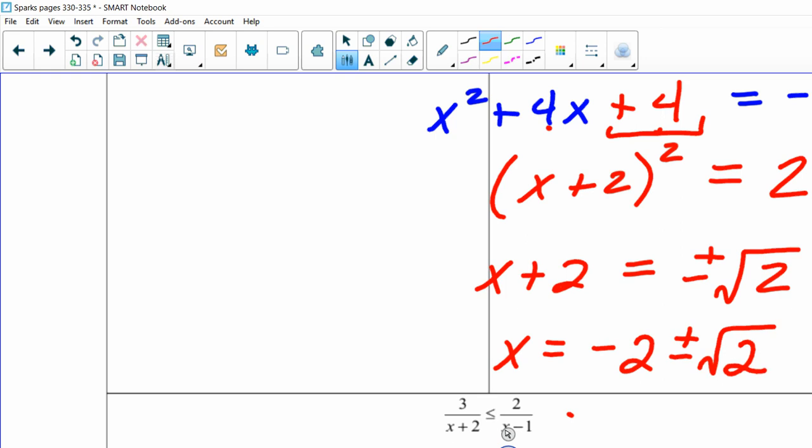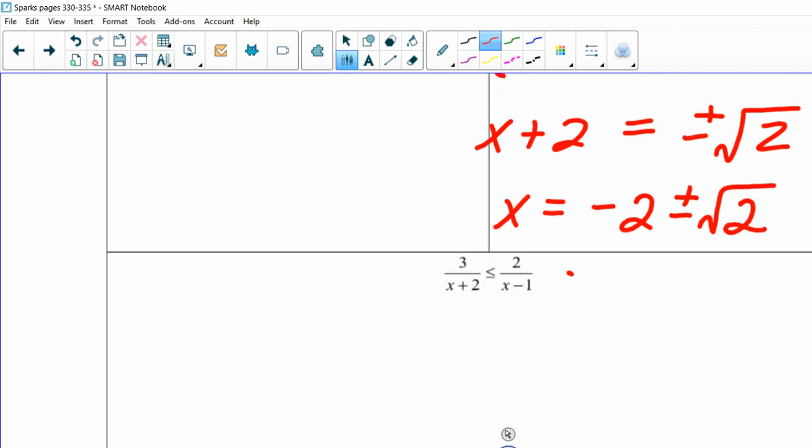These are my critical numbers. Well, snap, I don't know how to put those on a number line. Don't know what they are. That's when you go to your calculator and you will type in -2 plus root 2, and you will type in -2 minus root 2. Now, don't see many calculators. Let me just tell you what the answers to that are because of time. The answers to that are -0.586 and -3.414.